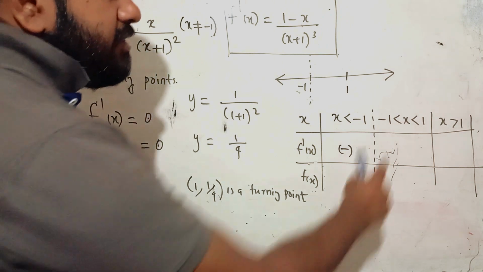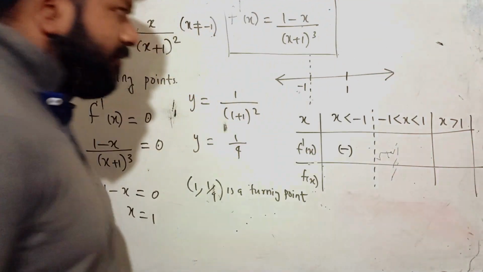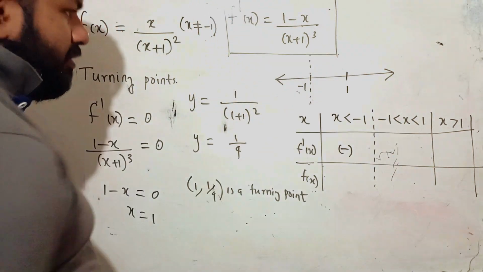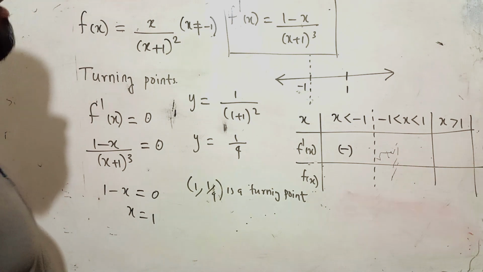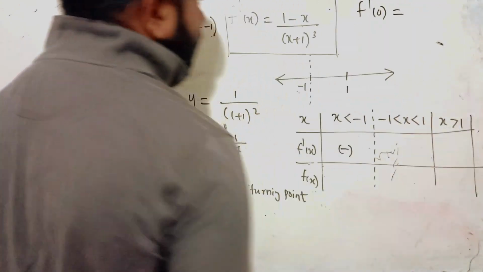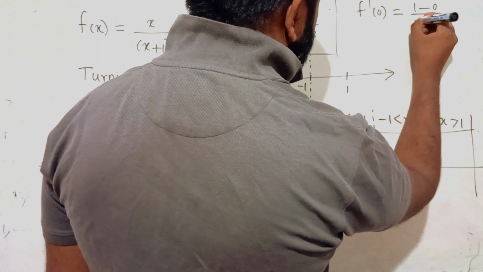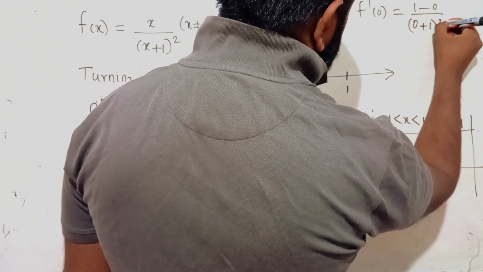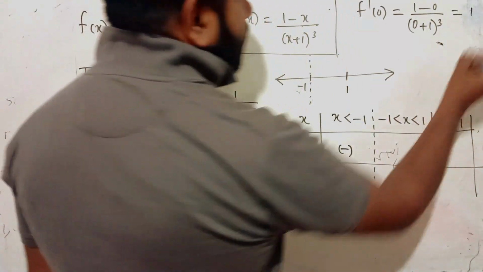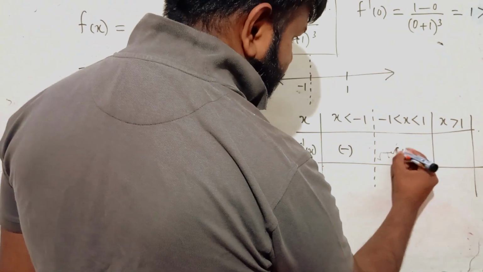So what happens when x is in between minus 1 and 1? Think of a number in this range. 0 is a perfect candidate. So f dash 0 is the sign we have to check. Substitute 0 here: 1 minus 0 divided by 0 plus 1 whole thing cube. 0 plus 1, 1 cube, that's going to be 1. So that is greater than 0. It's positive here.